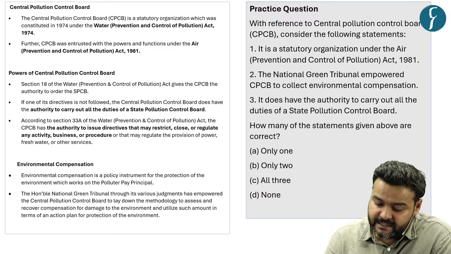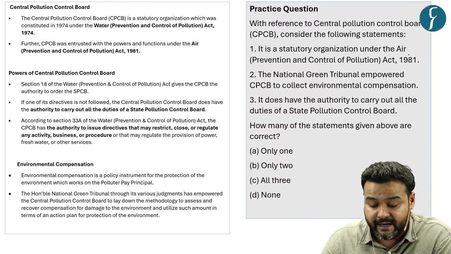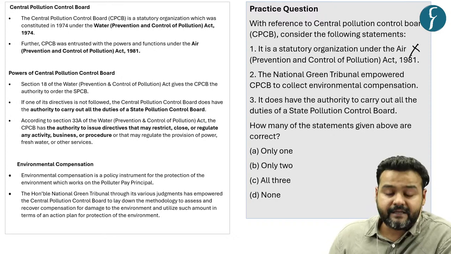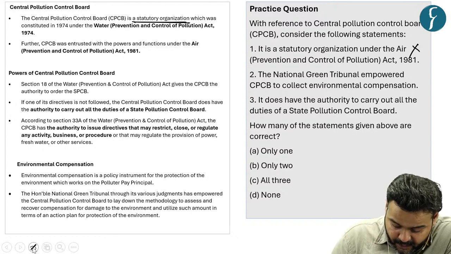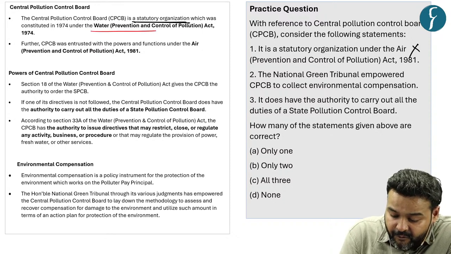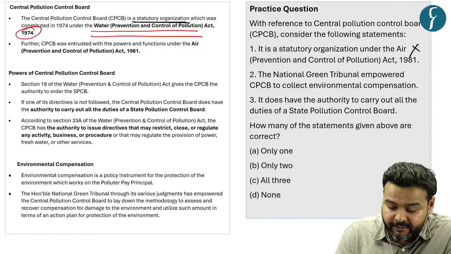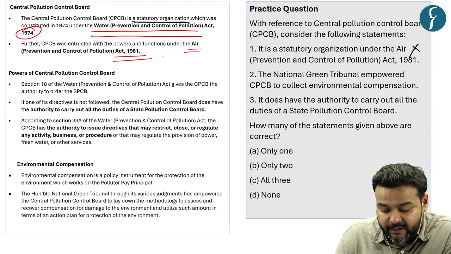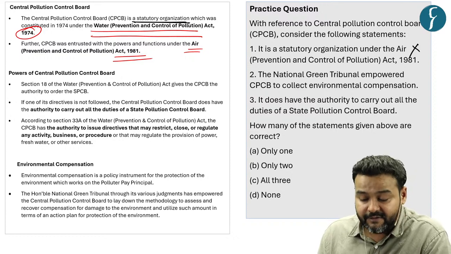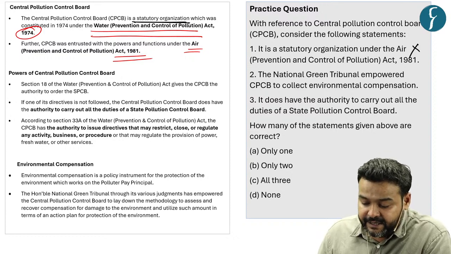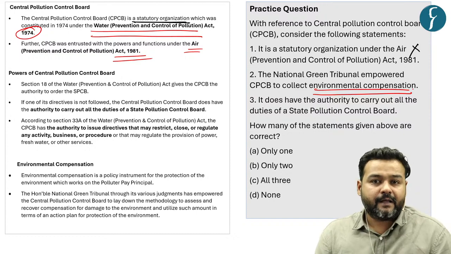Now, the first statement says it is a statutory organization under the Air Prevention and Control of Pollution Act 1981. Now, this is an incorrect statement because it is a statutory organization but constituted under the Water Prevention and Control Act of 1974. Though it was entrusted with the power and function of the Air Act of 1981, it was established under the Water Act of 1974. Second, it says the National Green Tribunal empowered CPCB to collect environmental compensation. Now, you know that the compensation is sitting idle.